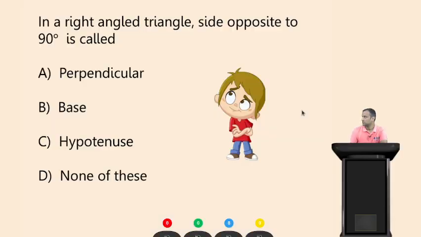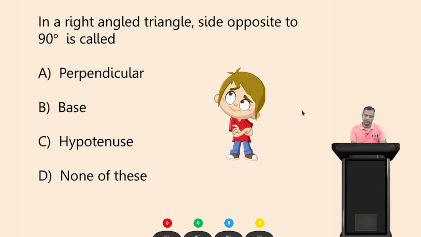Okay, now there is a question. In a right angle triangle, side opposite to 90° is called, and your time starts now. So what is the side which is opposite to 90° called? Yes, tell me students. Give the answer quickly. Your time is getting over. Okay, so time is over.